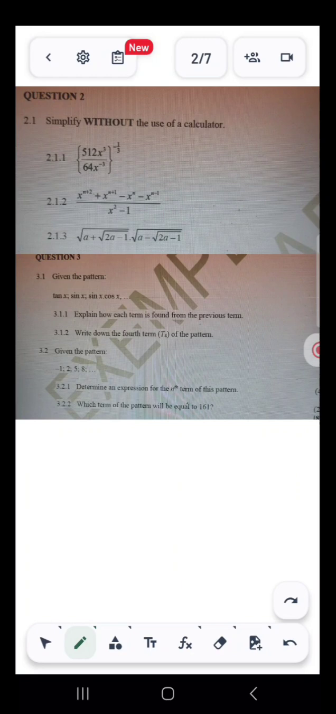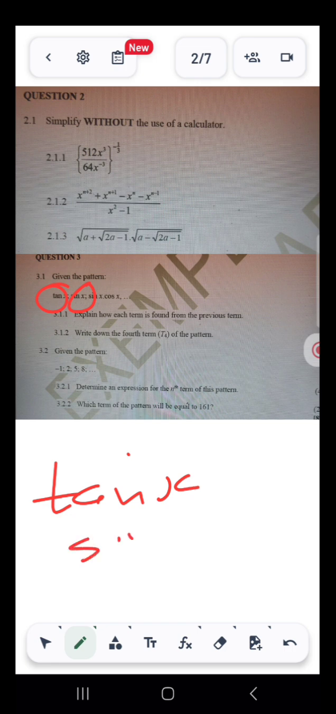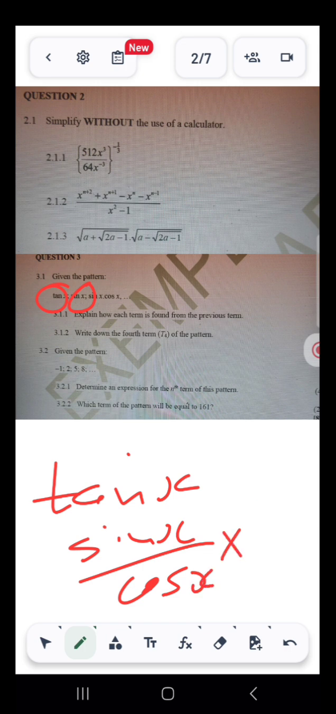What are they multiplying with? Well, notice tan x turns into sin x. Now, what can turn tan x into sin x? Tan x is sin x over cos x. So the only way to turn it into sin x is if you multiply with cos x, because if you multiply with cos x, the cos x cancels and you remain with sin x. So it means they are multiplying by cos x to get the next term.